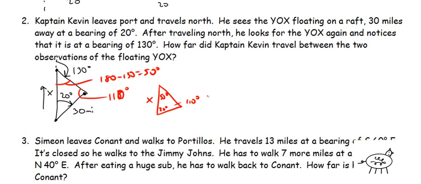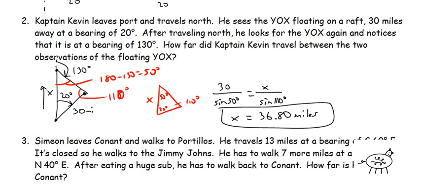And we just set up our law of sines. Of course, it's the same thing, right? We have a ratio, so we're going to say 30 over sine of 50 degrees is equal to x over sine of 110 degrees. Okay? And so we cross multiply and solve. We get x comes out to be 36.80 miles.